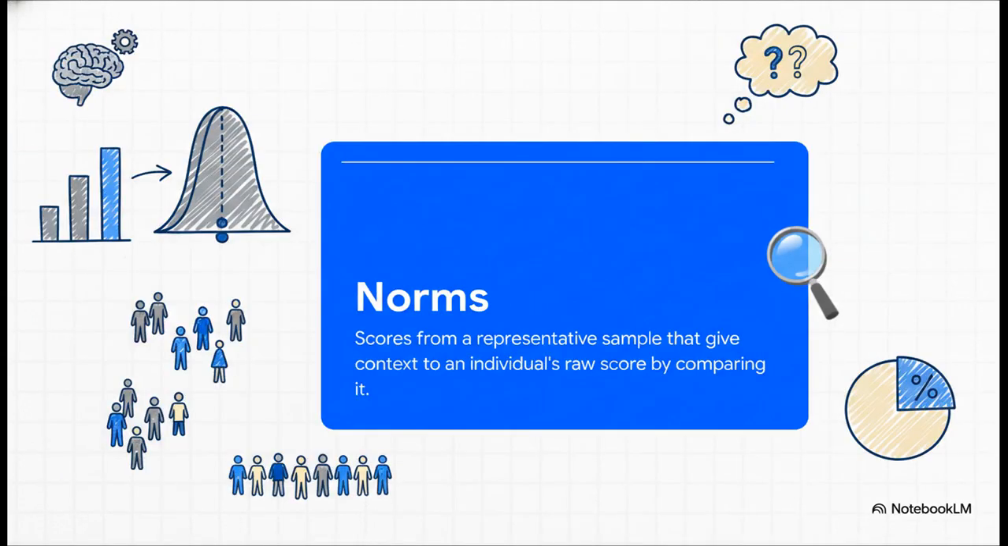So let's say someone gets a raw score of 25 out of 40 on a test. What does that even mean? Well, on its own, it means absolutely nothing. That's where norms come in. Norms provide the context. By comparing an individual's raw score to the scores of a huge representative norm group, we can turn that raw score into something that makes sense, like a percentile rank. It tells us how they scored relative to everyone else.